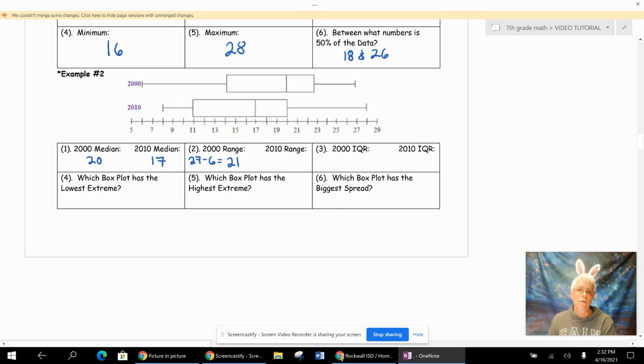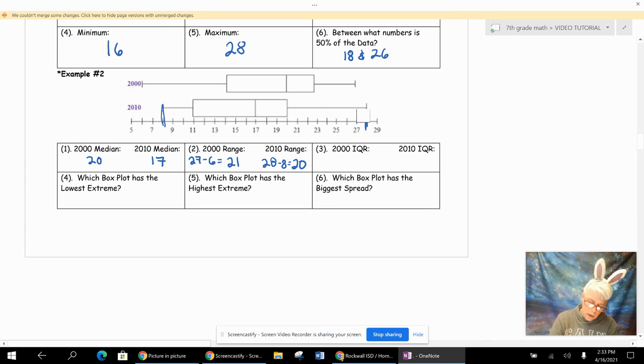Now we're going to do the range for 2010. So let's see, the highest is 20. I'm sorry. The highest is 28. And the lowest is 8. So for 2010, the range is 20. So it has a greater range in 2000 than 2010.